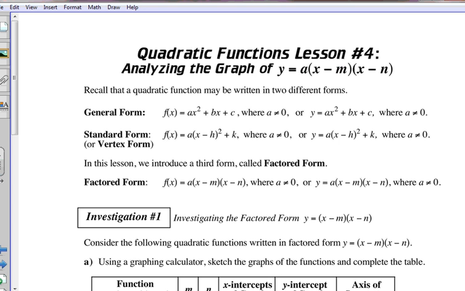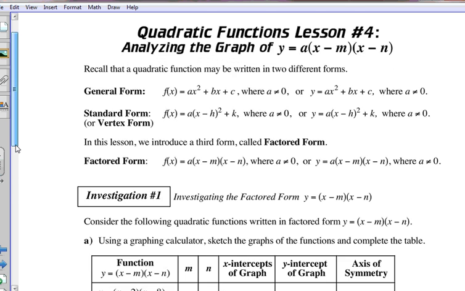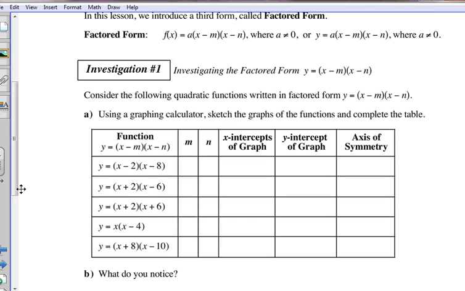That's factored form. On the yellow sheet that I gave you, it goes through each kind: general, standard, and factored. So we're going to investigate what's so special about factored form and what it tells us. So let's figure out, remember factored form is (x minus m)(x minus n). So again, that minus sign you have to be careful of.